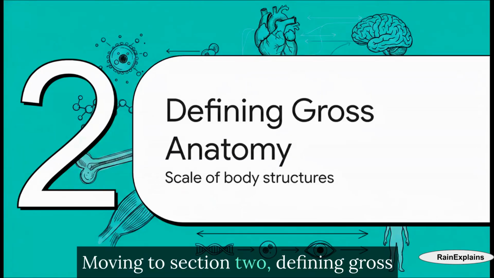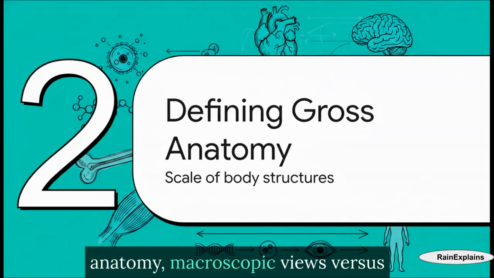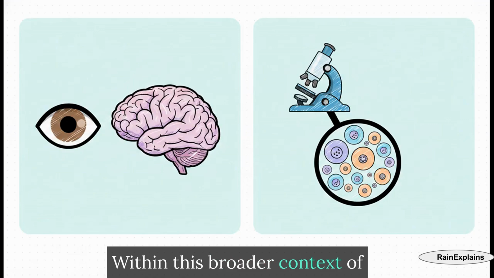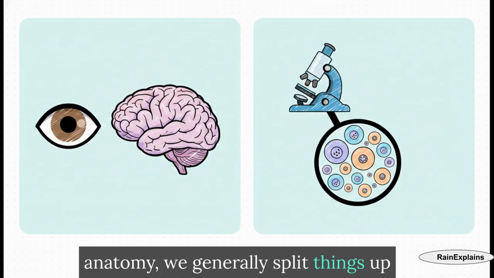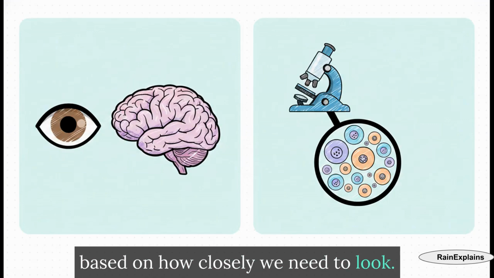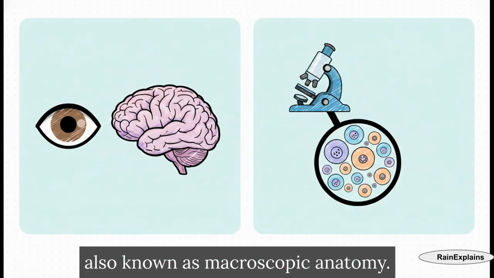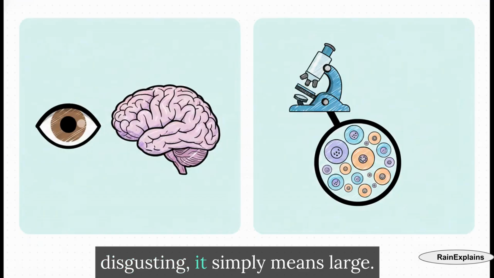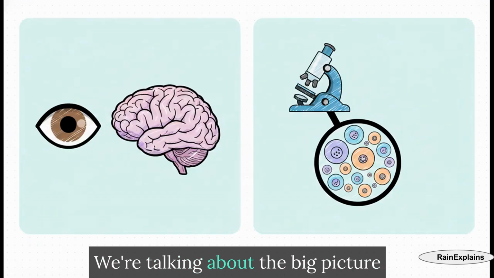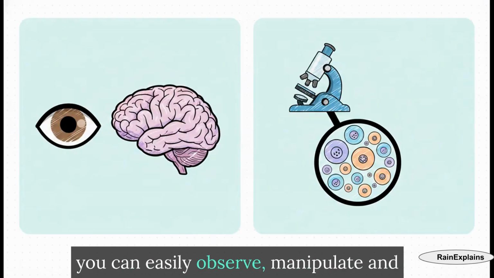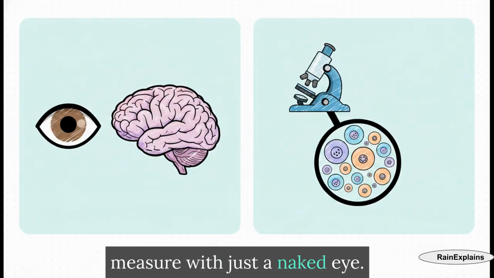Moving to Section 2. Defining gross anatomy. Macroscopic views versus the microscopic world. Within this broader context of anatomy, we generally split things up based on how closely we need to look. On one end, we have gross anatomy, also known as macroscopic anatomy. And no, gross doesn't mean it's disgusting, it simply means large. We're talking about the big picture here. The brain, the heart, the bones, stuff you can easily observe, manipulate, and measure with just the naked eye.